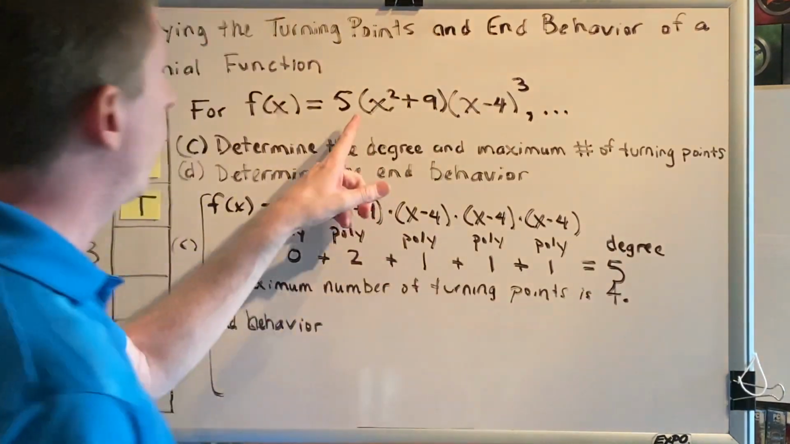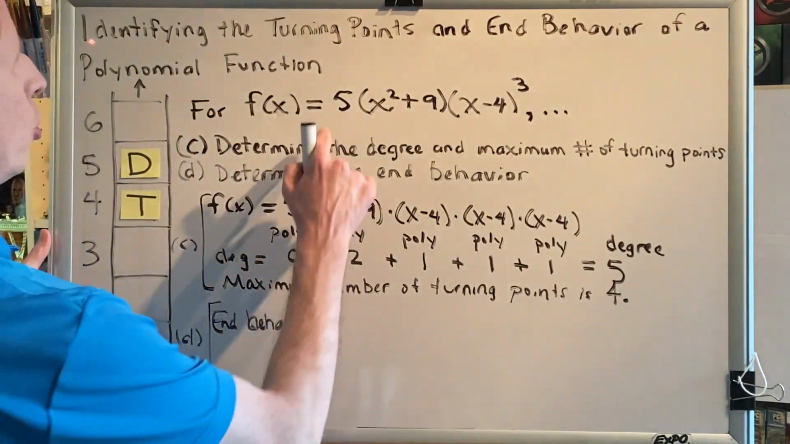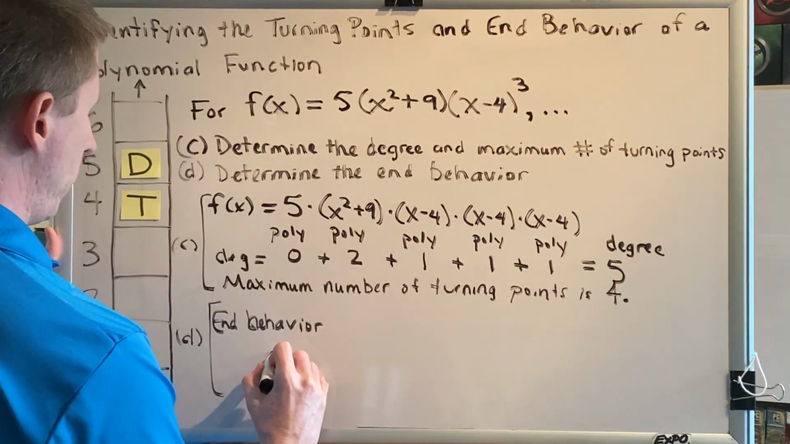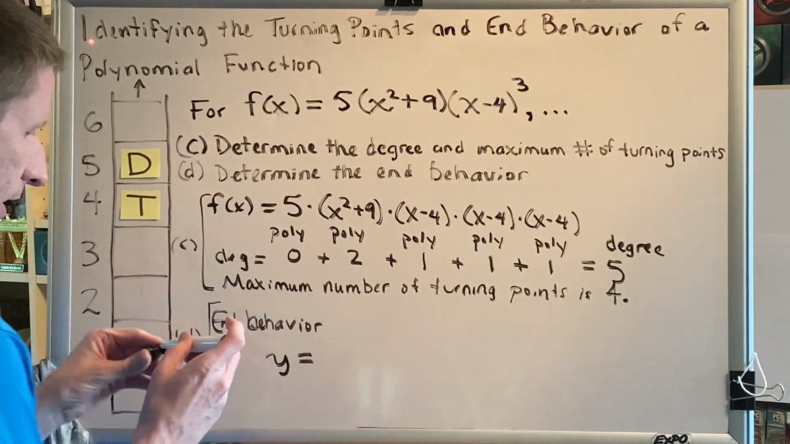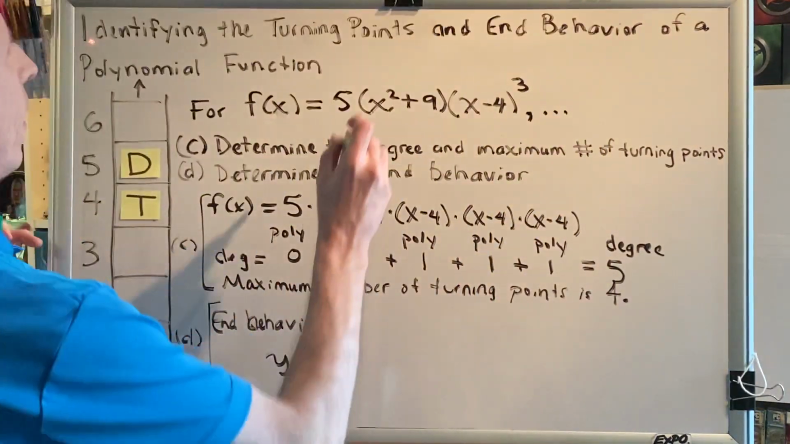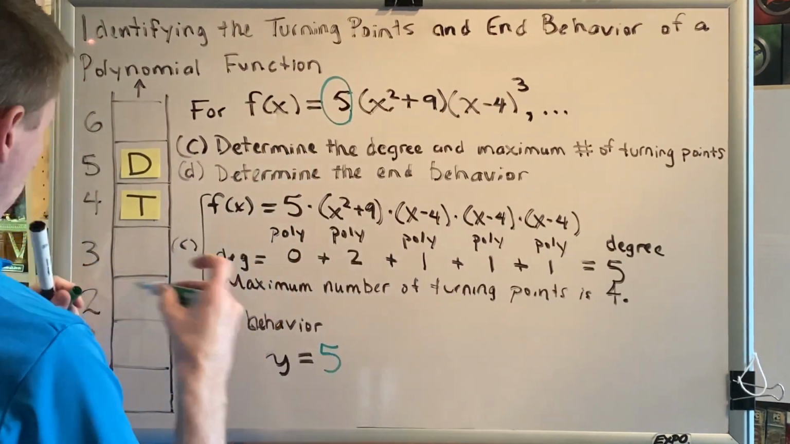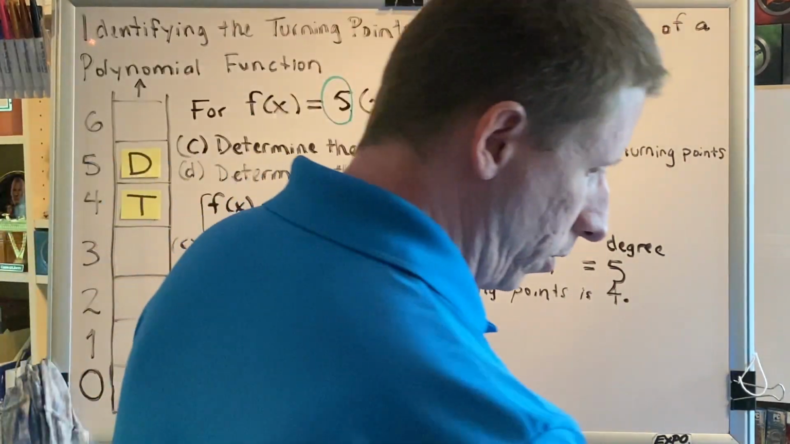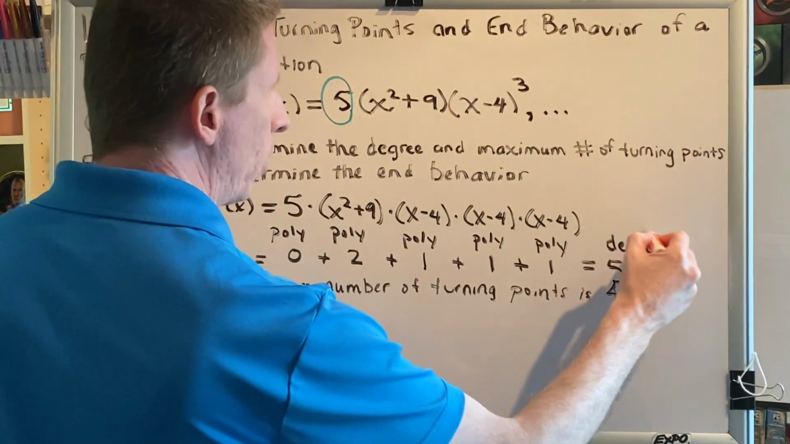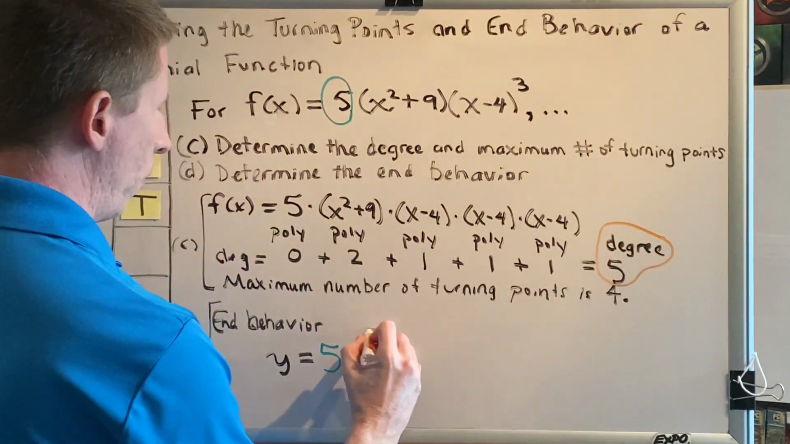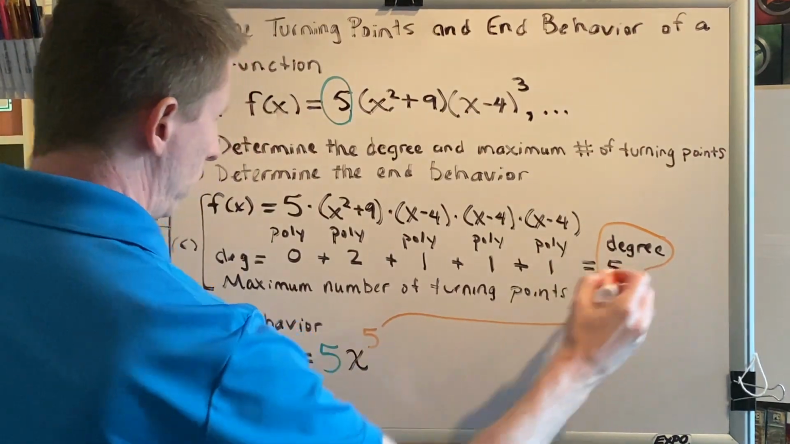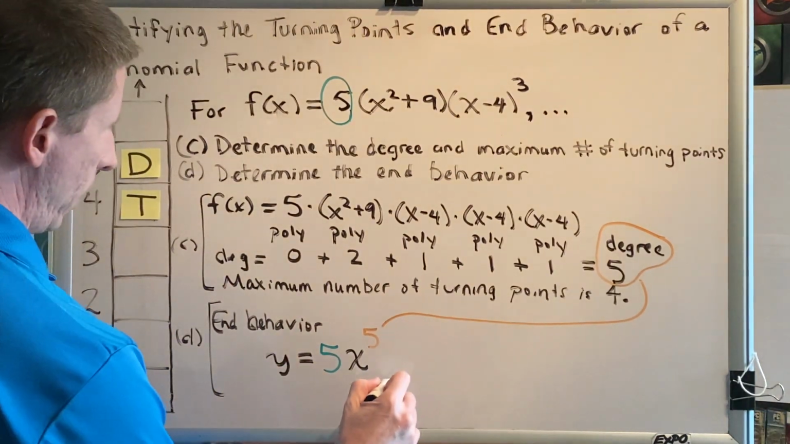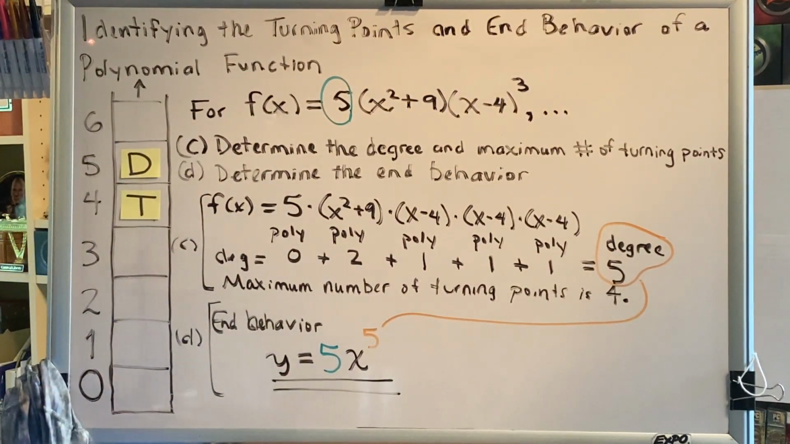That's a lot of work. So for this particular problem, we are going to use the fact that our polynomial is given to us in factored form to write its equation. The equation will be y equals the leading coefficient, which in this case is 5, multiplied by a power of x whose exponent is equal to the degree of the polynomial, which in this case, coincidentally, is also 5. So our end behavior is y equals 5x to the 5th.